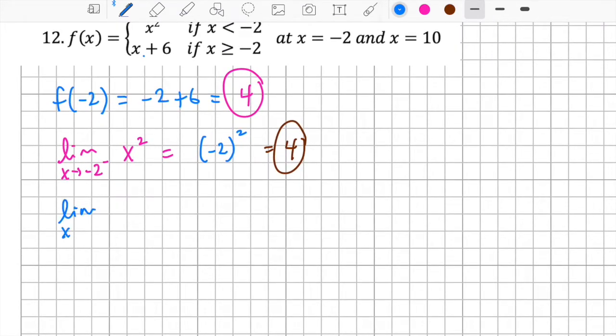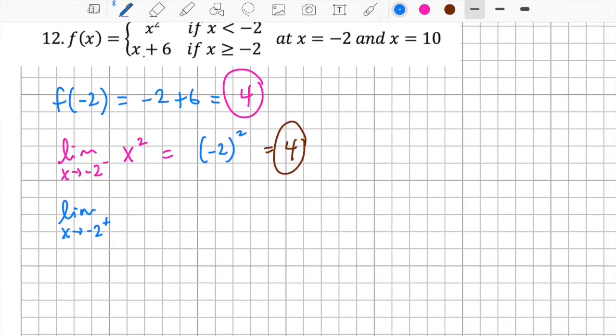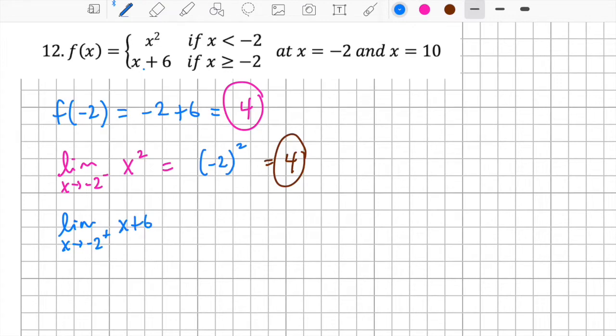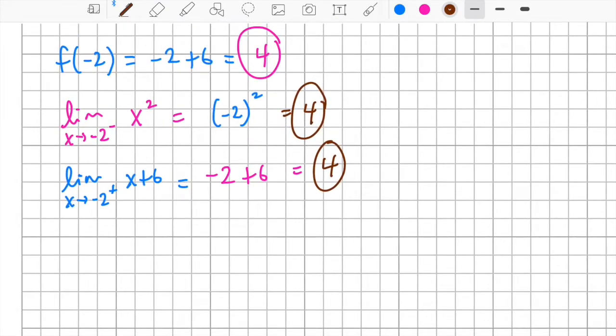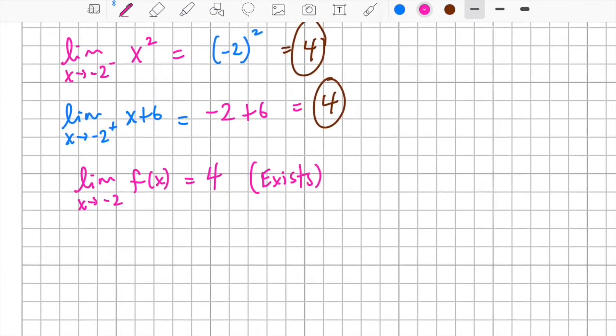Now, next we want the limit as x approaches negative 2 from the right. From the right is the other function, which is x plus 6. So I plug in negative 2. Negative 2 plus 6 is equal to 4. Since the one-sided limits are equal to each other, we say the limit as x approaches negative 2 of f of x equals 4. So the limit exists. Our second condition is met.